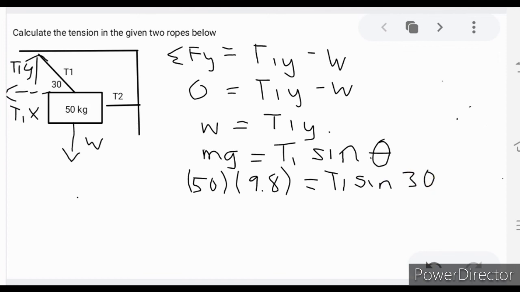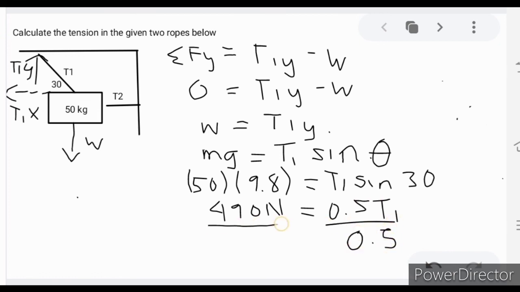So 50 times 9.8 is equal to 490. Since it is weight, we have Newton. Sine 30 is equal to 0.5. So we can divide by 0.5 on both sides. Then we get the value for T sub 1, which is equal to 980 Newton.